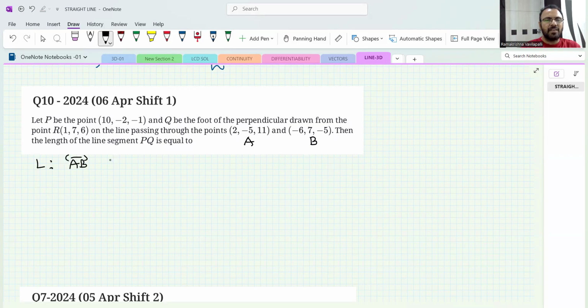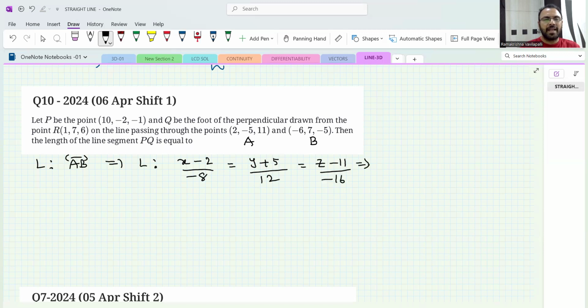Now, what is the equation of line AB? The line passes through (2, minus 5, 11). So I can write (x minus 2) by, what are the direction ratios of the line AB? Minus 6 minus 2, that is minus 8, equal to (y plus 5) by 7 minus of minus 5, that is 12, equal to (z minus 11) by minus 5 minus 11, that is minus 16.